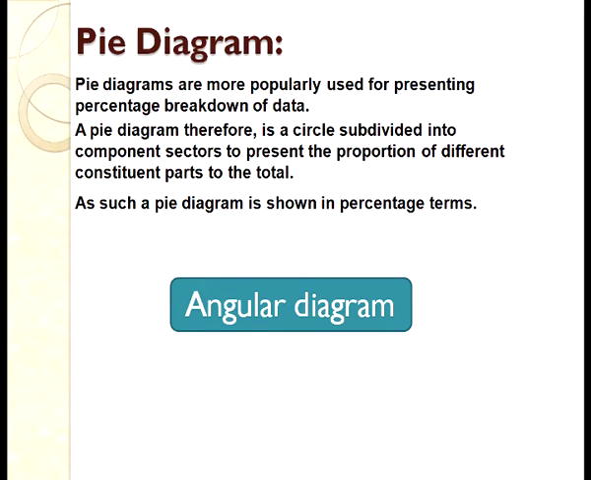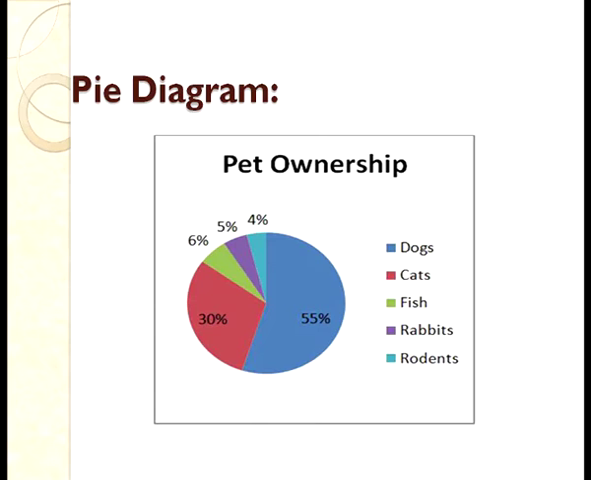Let's take a pie chart to understand. In this pie chart, pet ownership is shown. From the pie chart, it is very clear that most people want to have dogs as their pets, then cats, then fish, then rabbits and then rodents. So we can clearly see that the pie diagram is showing the percentage breakdown of the data.